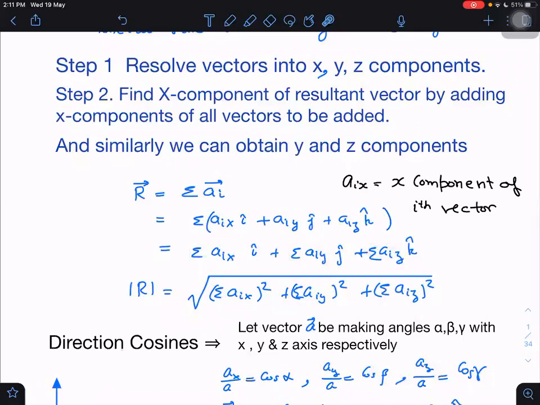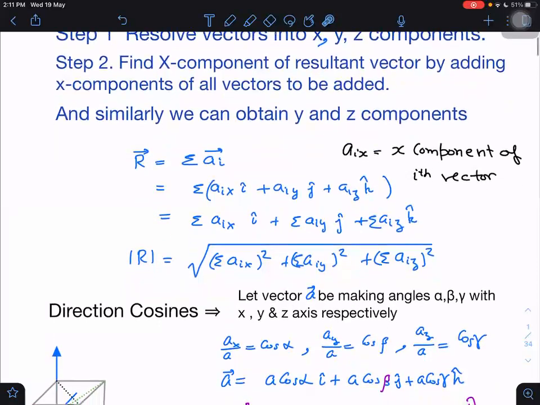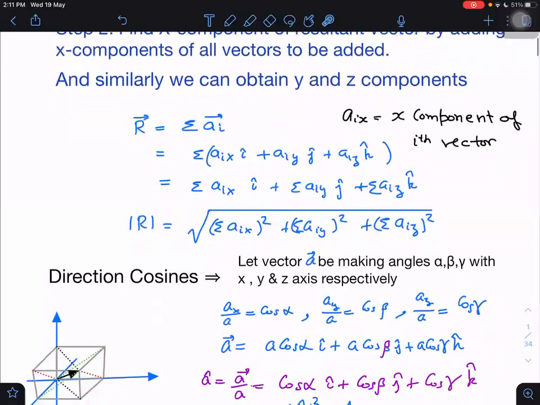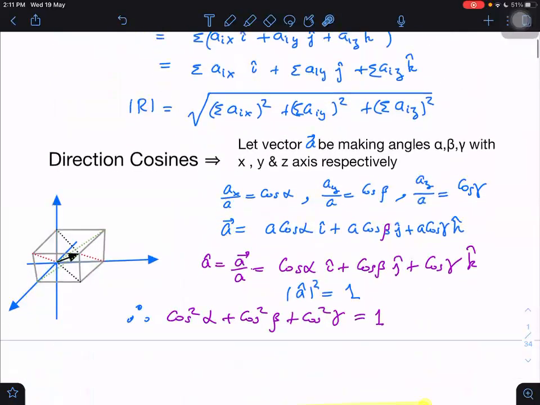Then what will be the resultant? Once I have my total components, the resultant will be the same way: net x component squared plus net y component squared plus net z component squared, and the whole under the root. That will be the resultant. That point is clear? Any doubt so far? No, sir. Very good.